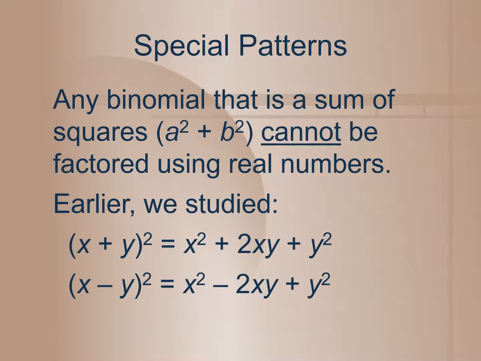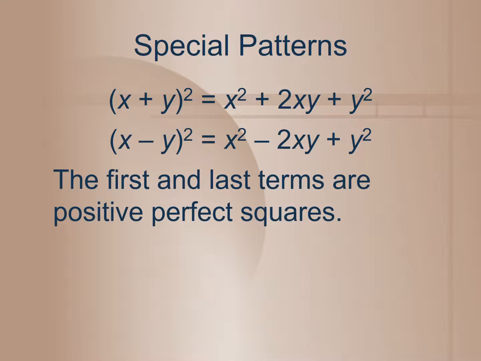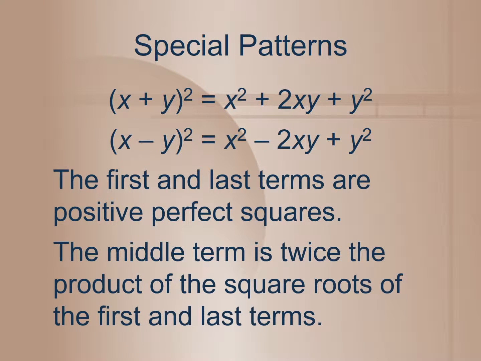And then also we learned the square of a difference, which is if you're subtracting and squaring, then we get this pattern, x squared minus 2xy plus y squared. And so since we're going backwards, if we can recognize this, we know that it factors to this. So the first and last terms have to be positive perfect squares. And that middle term needs to be twice the product of the square roots of the first and last terms.